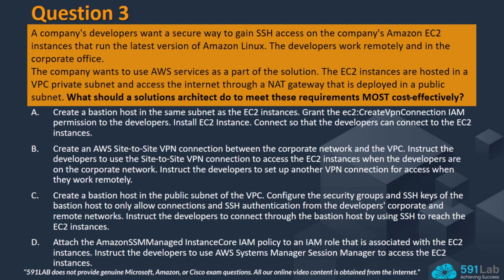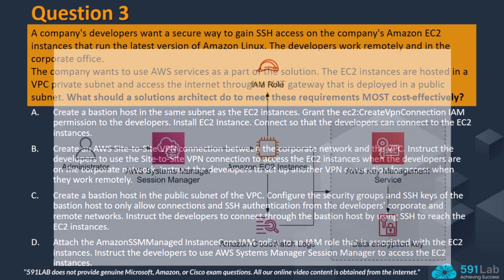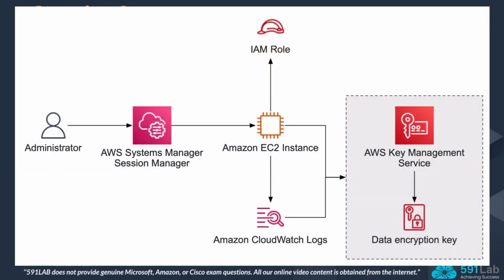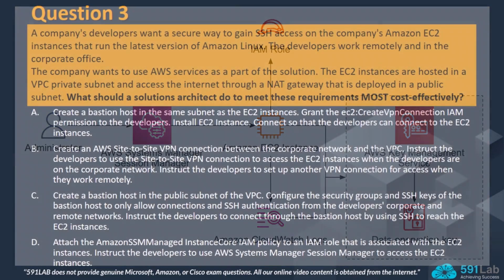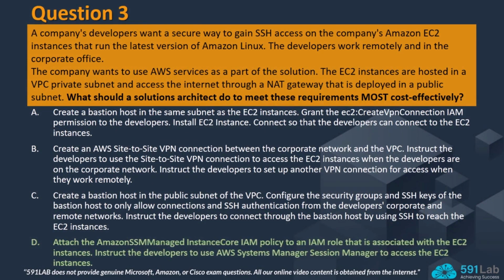Option D. Attach the Amazon SSM Managed Instance Core IAM policy to an IAM role that is associated with the EC2 instances. Instruct the developers to use AWS Systems Manager Session Manager to access the EC2 instances. AWS Systems Manager Session Manager allows secure and auditable access to EC2 instances without the need for a bastion host. The Amazon SSM Managed Instance Core IAM policy provides the necessary permissions for Systems Manager. It's cost-effective and simplifies access management. So, this one is the correct answer.